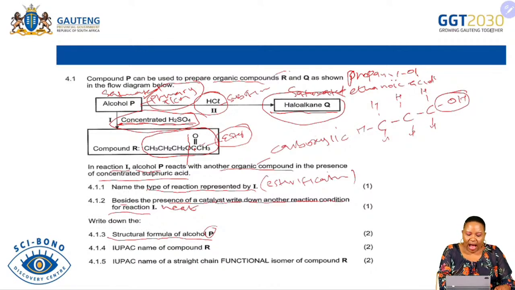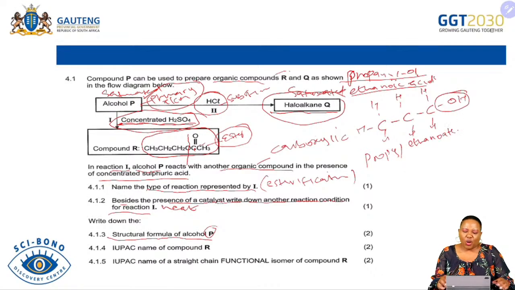And then the IUPAC name of compound R. Our R is coming from propan-1-ol and ethanoic acid, so therefore it's going to be propyl from propanol, and then ethanoate from ethanoic acid. If you get such a question, most of us should be able to get many marks.